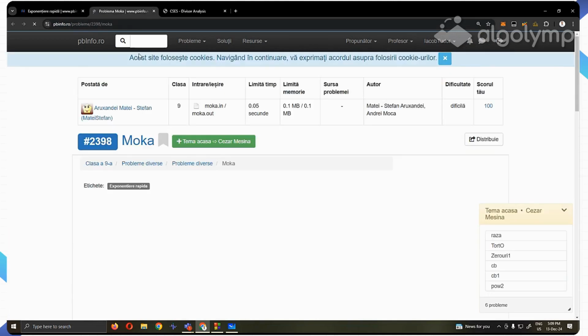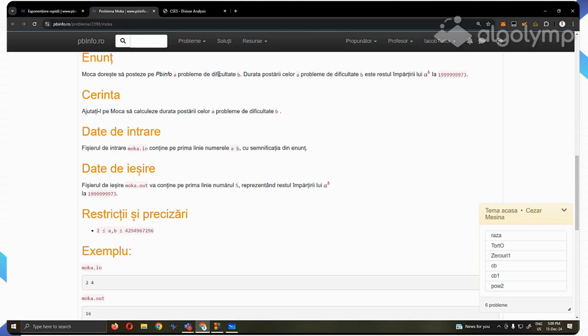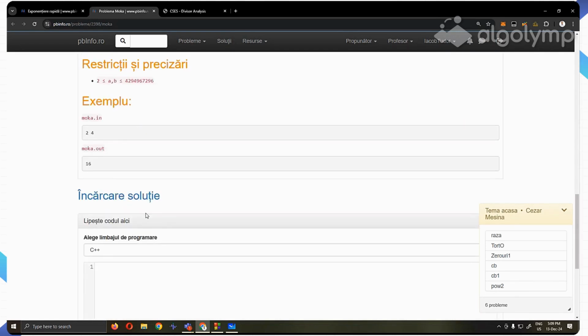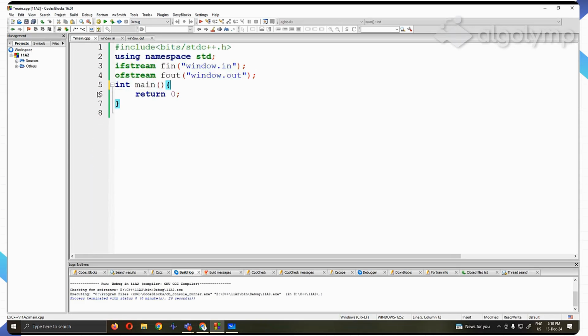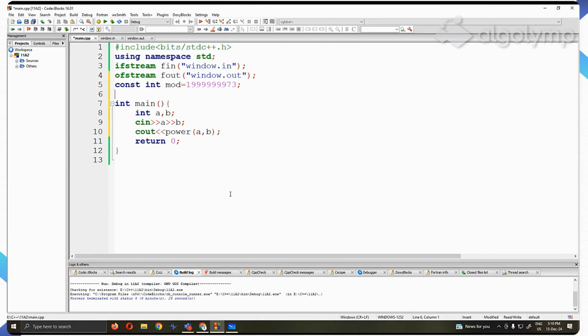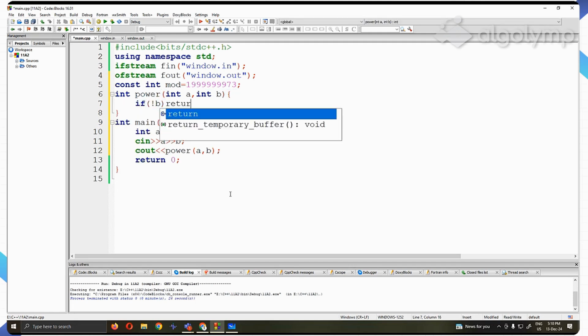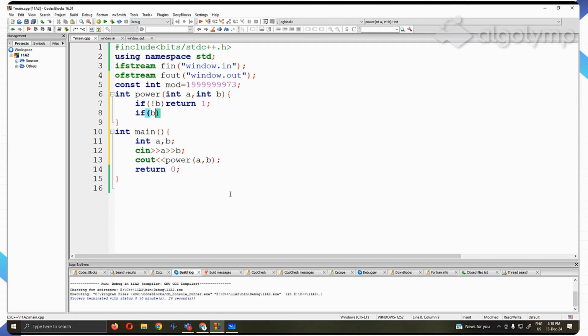For example, this one that says it's difficult, Mocha wants to post a problem of difficulty. We compute the remainder of a to the power of b modulo a given number. Even though we're reading from files, we want 2 to the power of 4, for example, we'll have a modulo, this number, and a to the power of b. And I want to print the power of a to the power of b. The power function is as follows. If b is 0, we return 1. If b is odd, b modulo 2 is 1, we'll return a times power of a to the power of b minus 1, modulo.